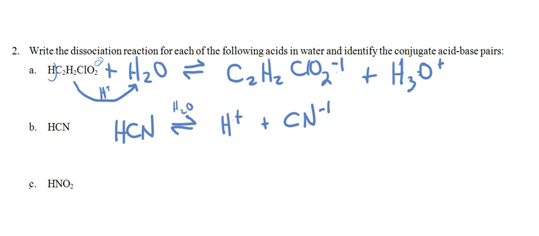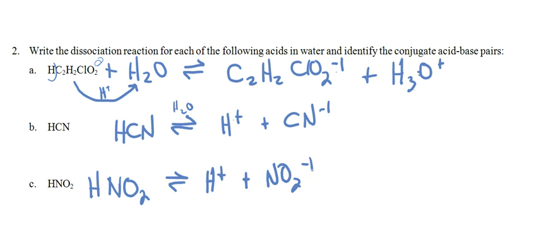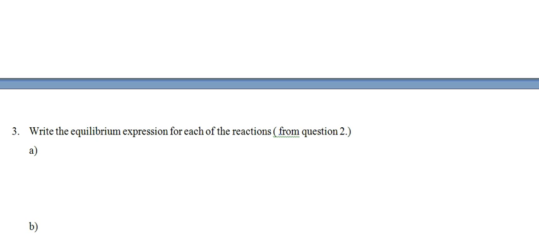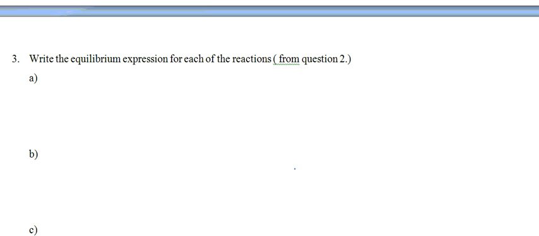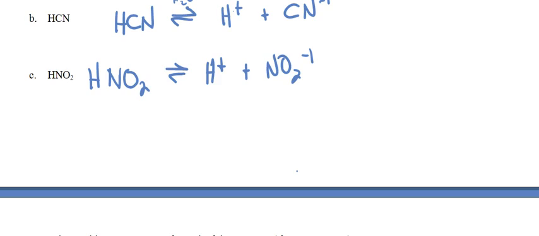And then I had you change C to HNO2. So since it's still an acid, then we can go ahead and show it like that. And then the NO2 with the -1. Okay. All right. And then 3 wants us to write the equilibrium expression for each of those from question 2.